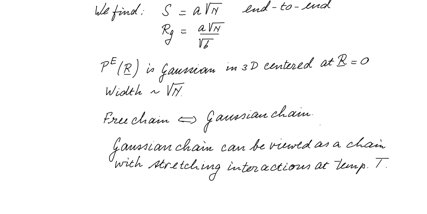We have seen that if you study a free chain, you have this Gaussian dependence. You can also start from a Gaussian chain, and then obviously you also arrive at a Gaussian distribution of the end-to-end distance. So from the end-to-end distance, you cannot tell whether you are dealing with a free chain or with a Gaussian chain. The Gaussian chain finally can be viewed as a chain with a stretching interaction, because it's quadratic in the exponent, and then it's a Boltzmann factor, so we have to include a beta. And the Gaussian chain, viewed as a chain with stretching, therefore has a real temperature dependence.